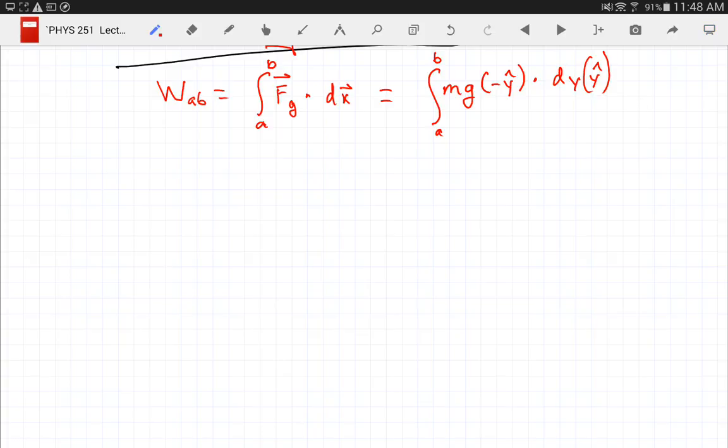Okay, so now that I have this, it is equal to minus mg, that stuff's all constant, integral from a to b of y hat dot y hat dy. What's y hat dot y hat? 1. What's the integral of dy?